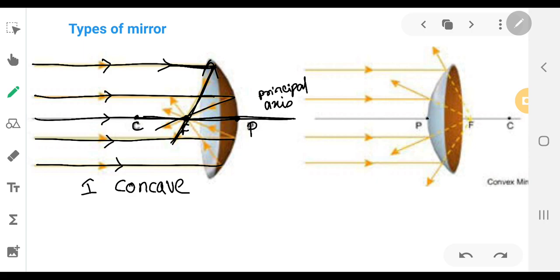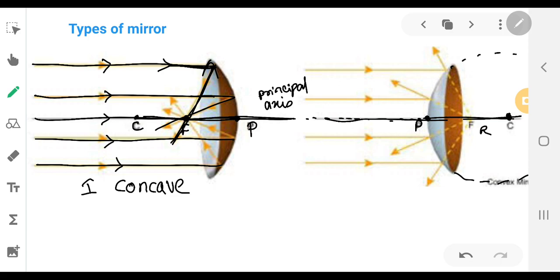So this becomes the pole. Now here we can complete the circle using this spherical surface. If we construct a sphere, here will be its center. So this point is called the center of curvature. The line joining the pole and the center of curvature is called the radius. The line which passes through the pole and the center of curvature is called the principal axis.